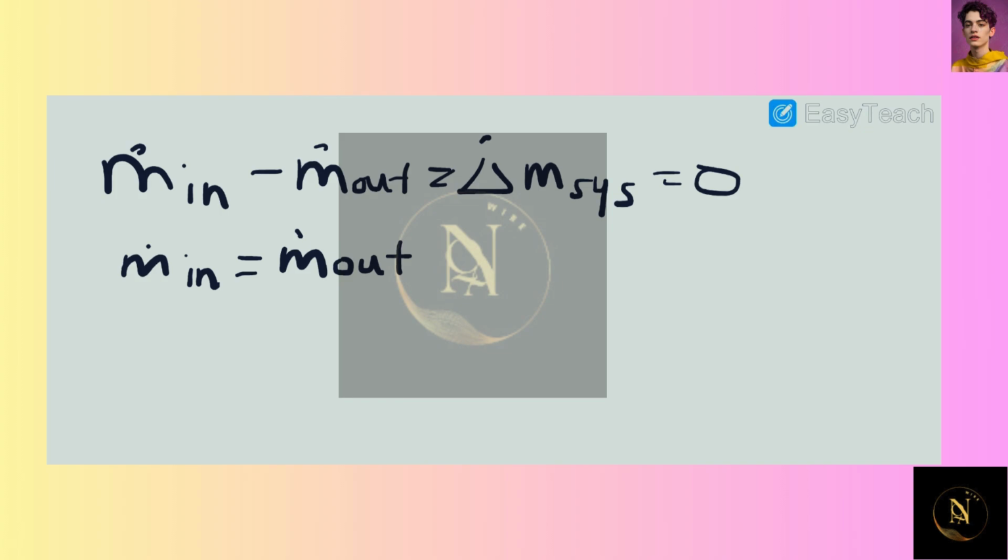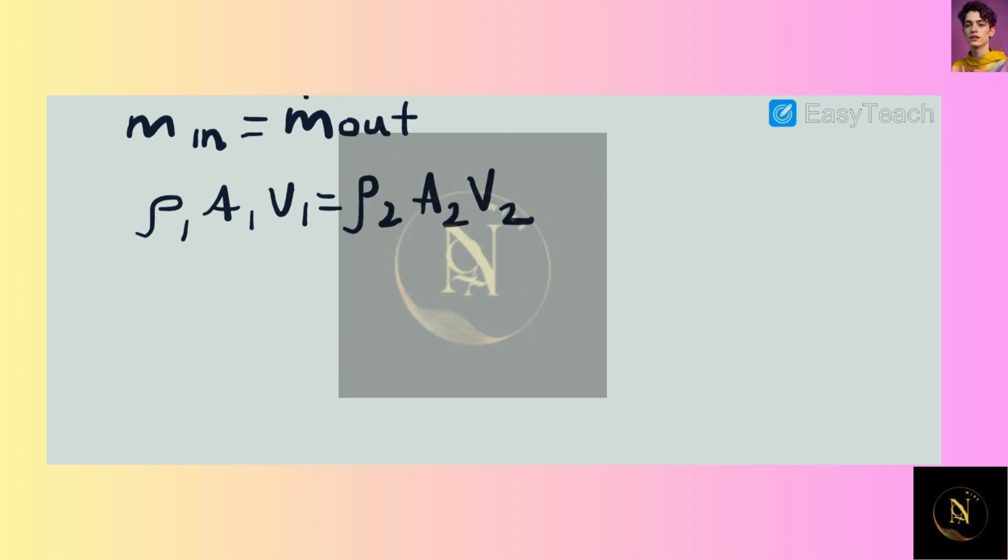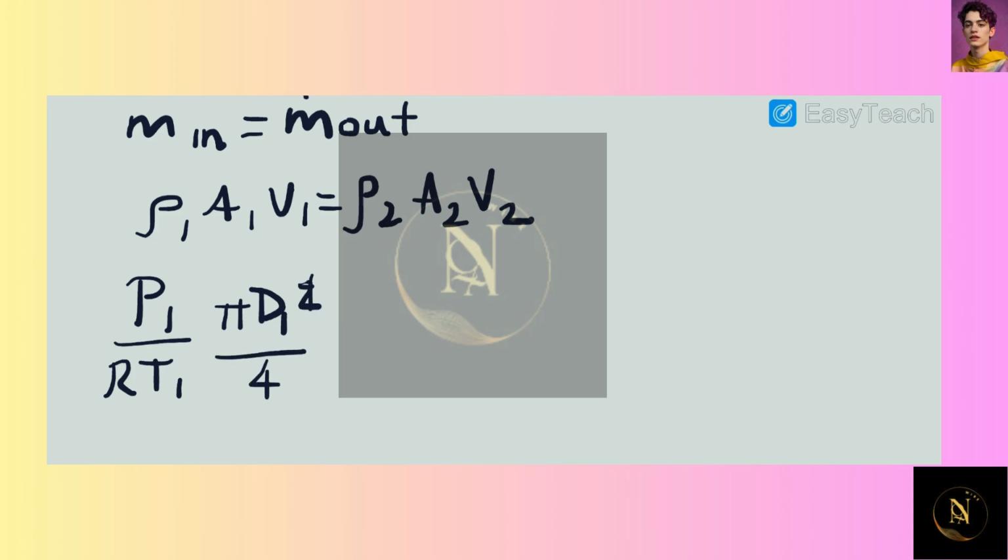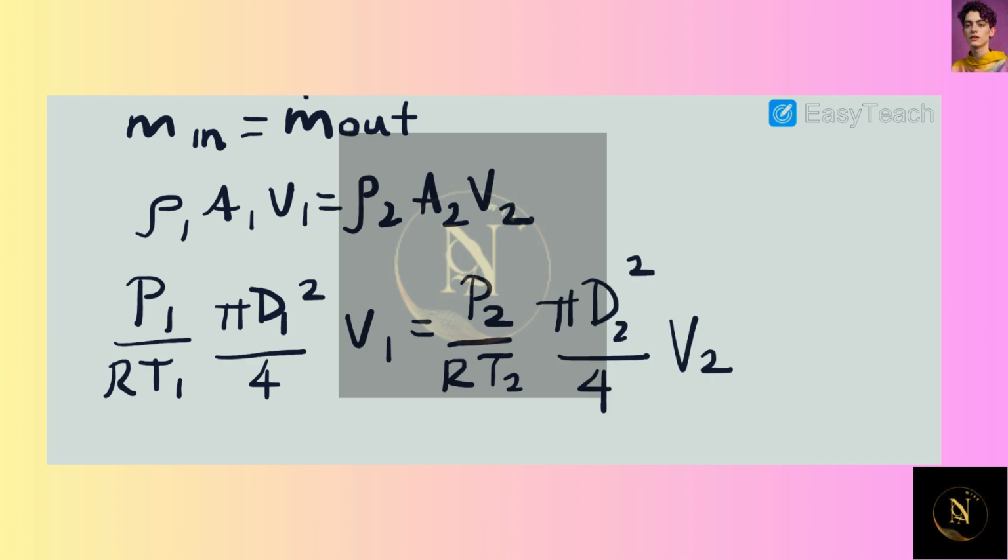Now, if we write out what m dot is, this basically means that rho 1 A1 V1 is equal to rho 2 A2 V2. For rho, we can use the ideal gas law and also plug in the geometry for the areas. We'll see that this equation becomes P1 over R T1 times pi D1 squared over 4 times the velocity V1, is equal to P2 over R T2 times pi D2 squared over 4 times V2.